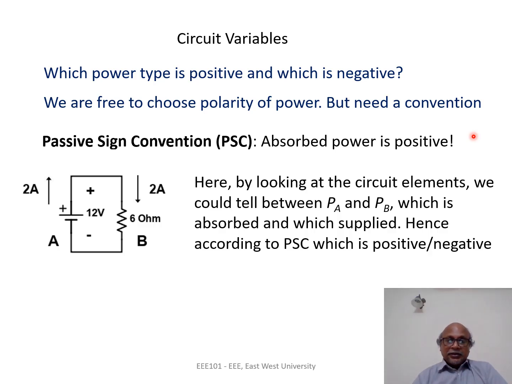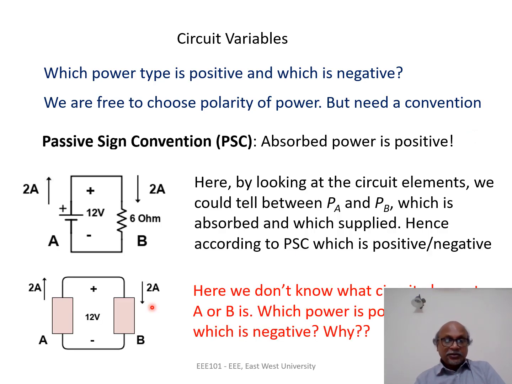Now let's consider a slightly different circuit. We have again two circuit elements. The voltage between the circuit elements is the same, 12 volts. The current is also the same, 2 ampere. But now, instead of showing a resistance and a battery, I am showing two rectangles. When I represent a circuit element by a rectangle, it means that we do not know what type of circuit element the rectangle is. It can be a resistance, it can be a battery, it can be something else.